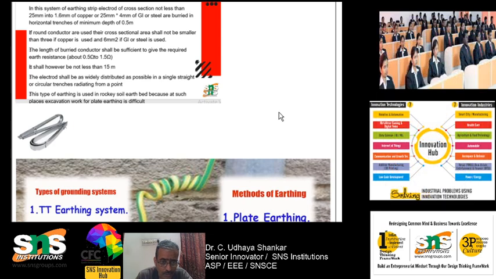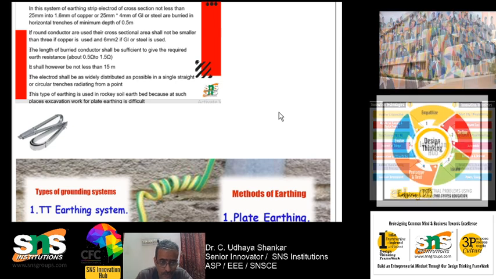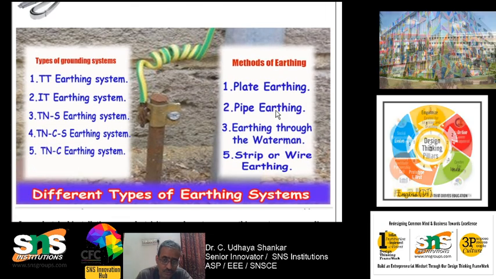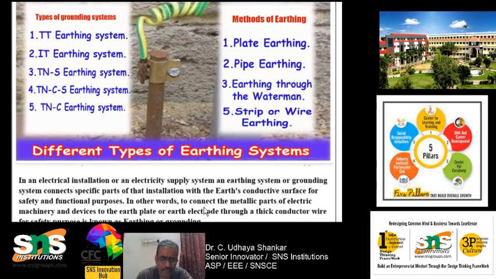This type of earthing is used in rocky soil earth beds, because in such places excavation work for plate earthing is quite difficult. So in places where excavation is quite difficult, we have to go with strip earthing. Again, there are many types of grounding systems: TT earthing system, IT earthing system, TN-S earthing system, TN-C-S earthing system. These are all something advanced.